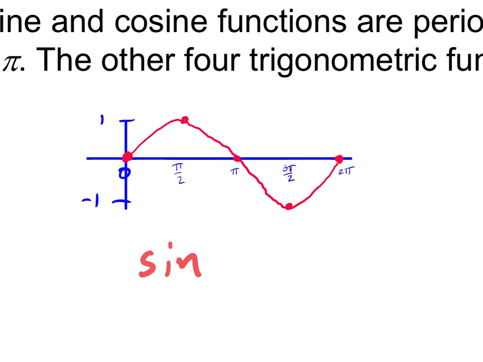So the graph really helps us see our domain and range. This is just one period, so from 0 to 2 pi. That's one period, one revolution that we're looking at. If we take the sine of pi over 2, our answer would be 1. If we take the sine of pi, our answer is 0. If we take the sine of 3 pi over 2, our answer would be -1. So all of our values for sine are going to be somewhere in between 1 and -1.